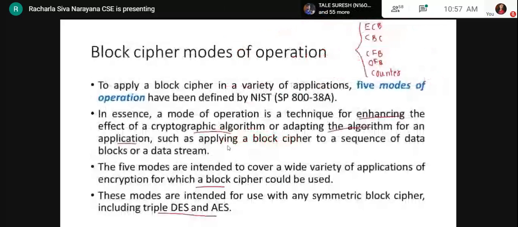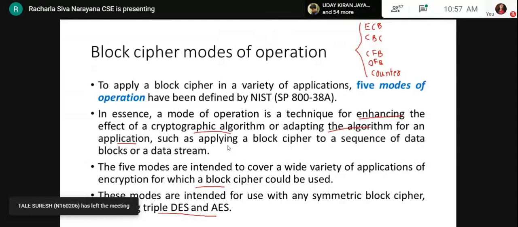So this is ECB. It is a block cipher. And we will discuss the remaining four modes of operation in the next session.